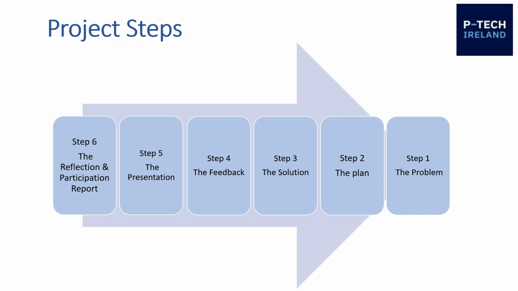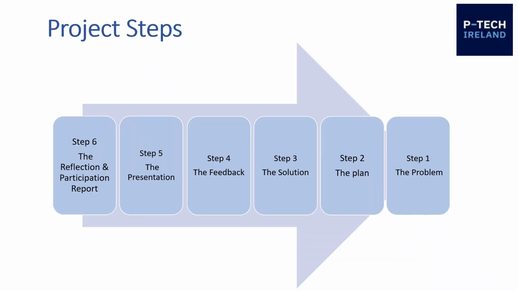On the screen now, you can see the different steps involved in this project. In step 1, when you're on the work placement, you'll be given a project brief or a problem, and this will give you all the details of the problem you'll be asked to solve. You're going to use this first section of the project report template to write a description of the problem that you've been given. In step 2, you'll use this section of the template to show your project plan.